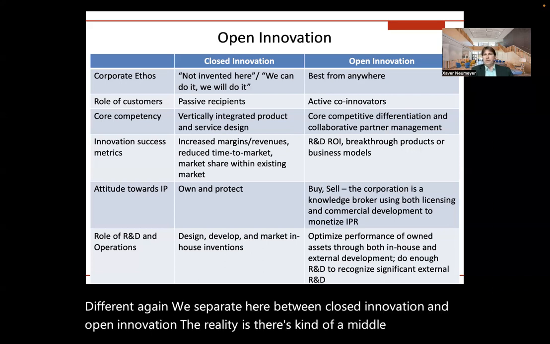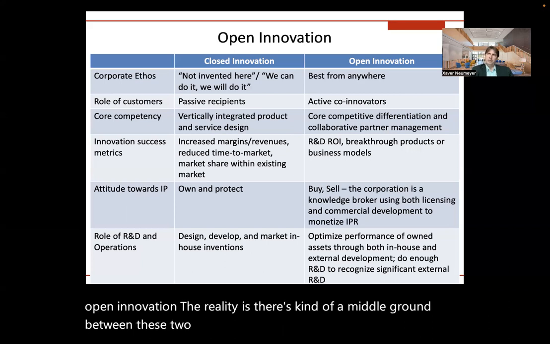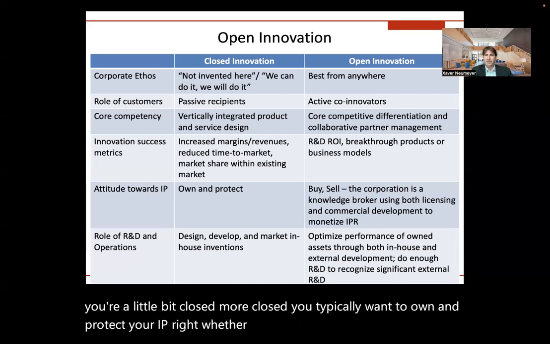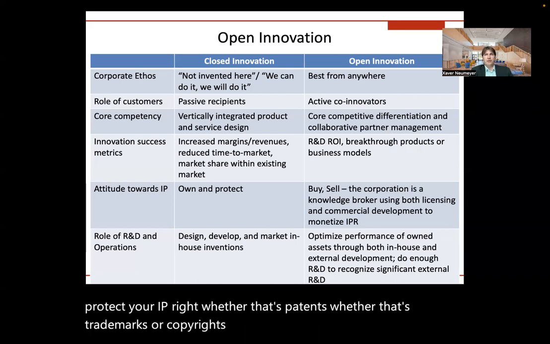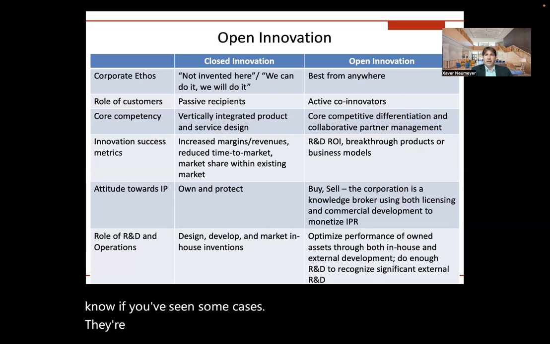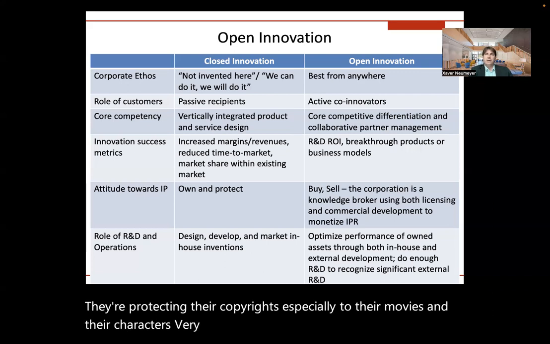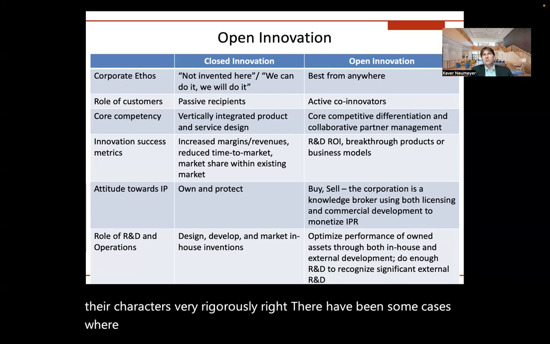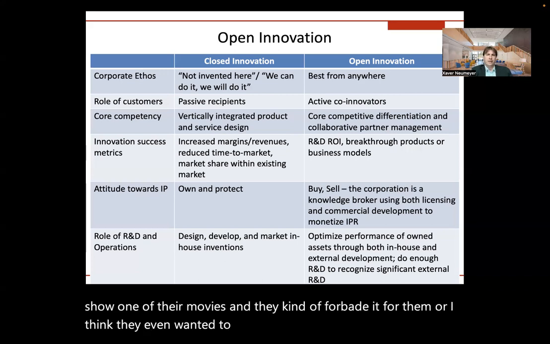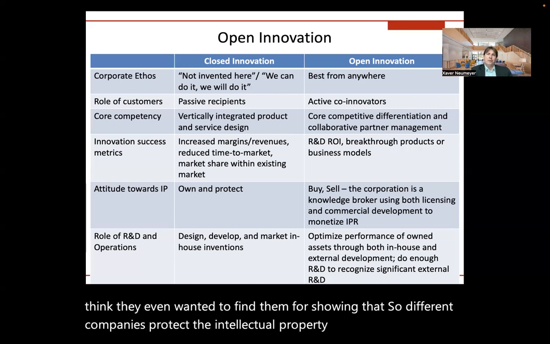But obviously, right, if you're more careful, or you're a little bit more closed, you typically want to own and protect your IP, right? Whether that's patents, whether that's trademarks or copyrights. Disney can be pretty aggressive. I don't know if you've seen some cases. They're protecting their copyrights, especially to their movies and their characters, very rigorously, right? There have been some cases where I think there was a high school or a university that wanted to show one of their movies, and they forbade it, or I think they even wanted to fine them for showing that. So different companies protect their intellectual property differently. So that's certainly a factor.